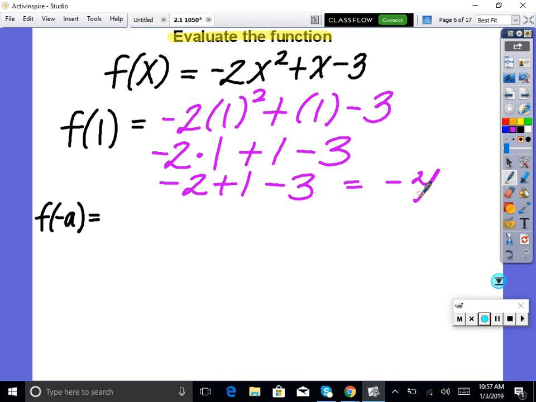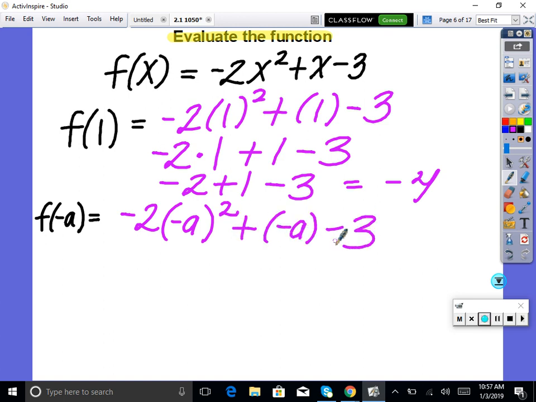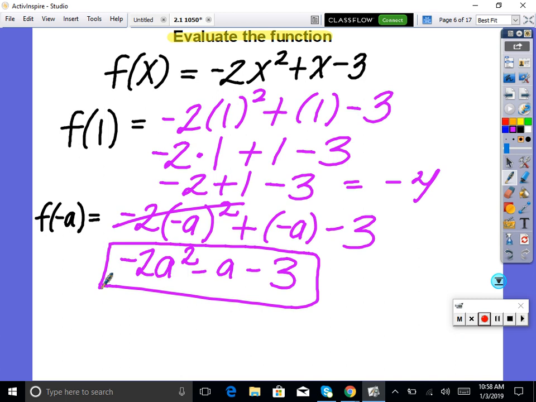All good. So what do you think I'd do if I said find f of negative a? Yep, plug in negative a for x. You're right. So we have negative 2, and instead of an x, I have negative a squared. And then I have a plus, and then I have negative a minus 3. Now simplify it. Negative 2 would not go in. But isn't negative a squared a positive a squared? So we have negative 2 times a squared. Does everybody understand that? Then we have a plus and negative, so that's minus a minus 3. And that would be your simplified answer.